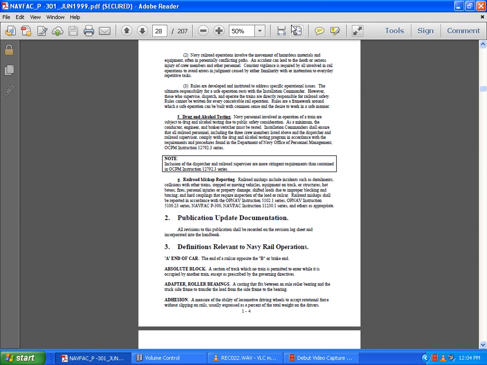Absolute block: a section of track which no train is permitted to enter with its occupied another train, and is set for prescribed and governed directives as an absolute block.